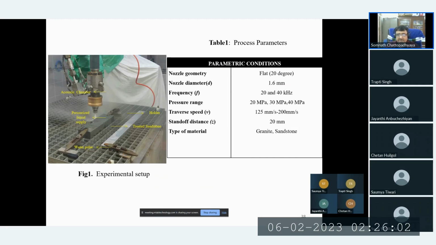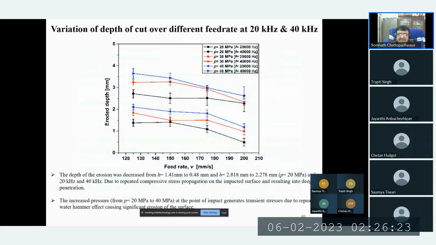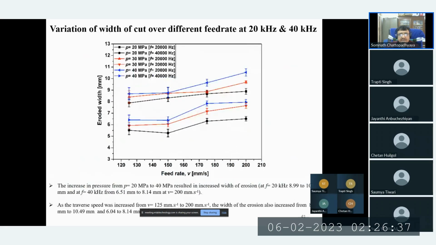So the main properties are the mineralogical compositions of the sandstone, whatever. The problem is that sandstone at different places has different properties. So whatever we have taken, and on the basis of that, we have reported our results, so that people can apply these kinds of strategies to sandstone, and that will be the real takeaway from this research. The variation of the depth of cut is also plotted with different feed rates, with different frequencies, in order to see what kind of exposure it will give for different kinds of erosion. So all those things are for people in order to apply them.